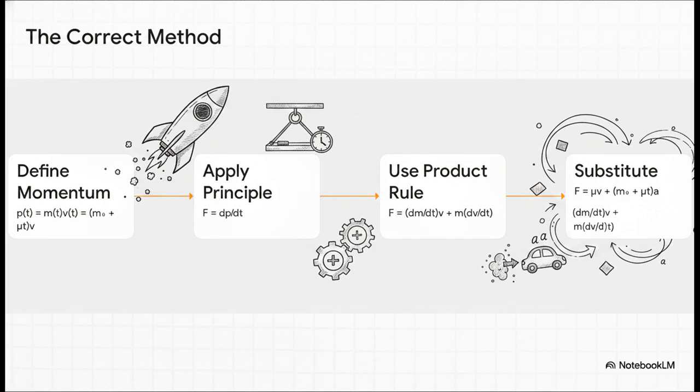And here's the key. Since both mass and velocity are changing, we have to use the product rule from calculus. That gives us two terms, dm/dt times v, plus m times dv/dt. And hey, we know what these are. dm/dt is just mu, the rate sand is added, and dv/dt is just acceleration, a. So we plug those in and we get our full equation. F equals mu v plus the quantity m naught plus mu t, times a.